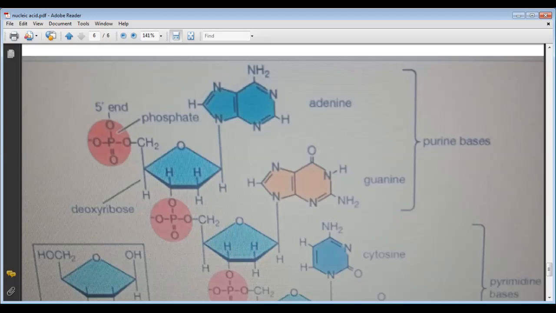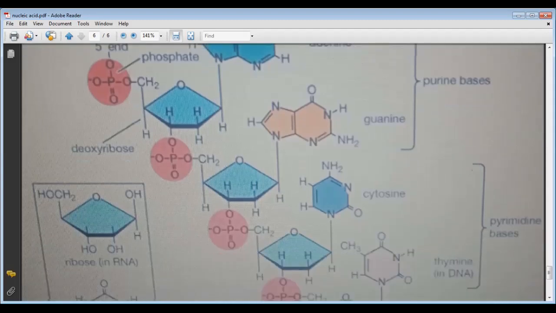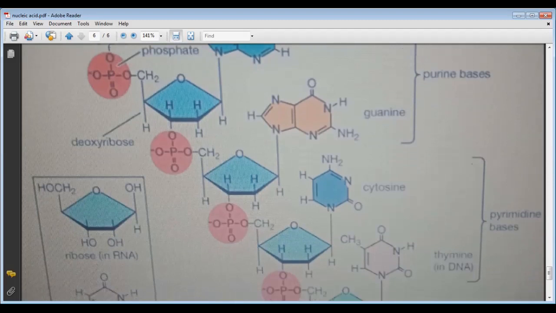Suppose the adenine is here. As we know, adenine is combined with thymine with 2 hydrogen bonds, and guanine is combined with cytosine with 3 hydrogen bonds. Cytosine is combined with guanine with 3 hydrogen bonds, and here is the thymine. Thymine is combined with the adenine nitrogenous base with 2 hydrogen bonds.